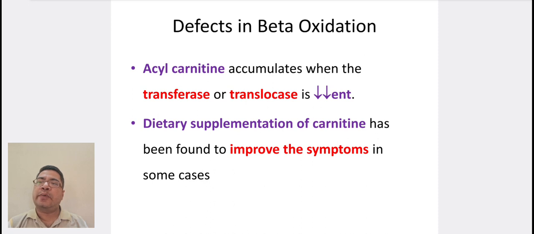Acyl carnitine accumulates when the transferase or translocase is absent. Dietary supplementation of carnitine has been found to improve the symptoms in some cases.